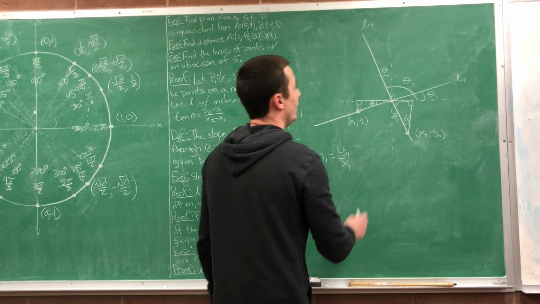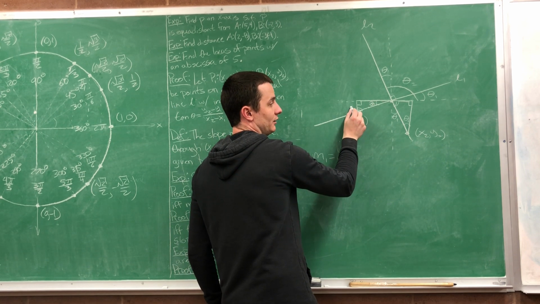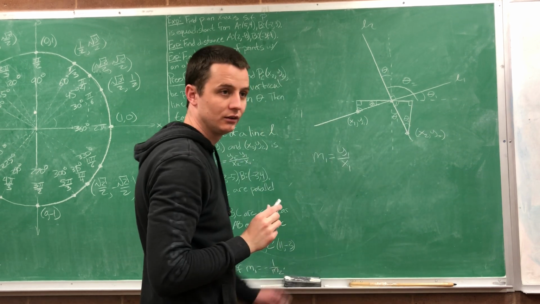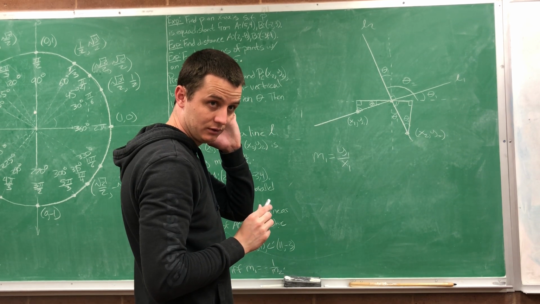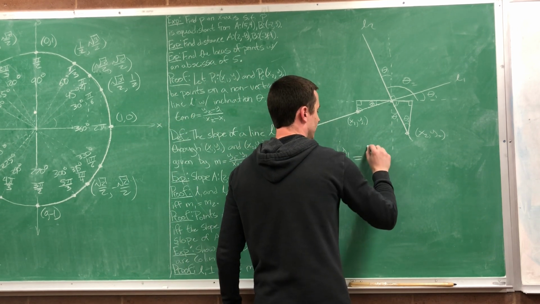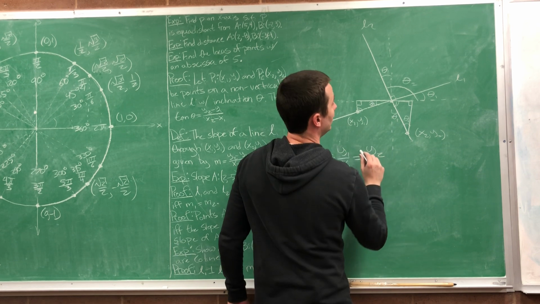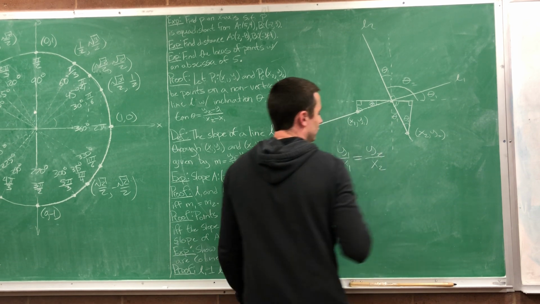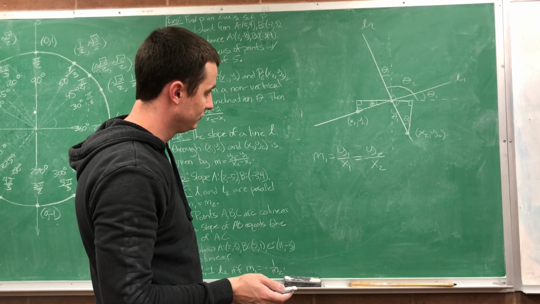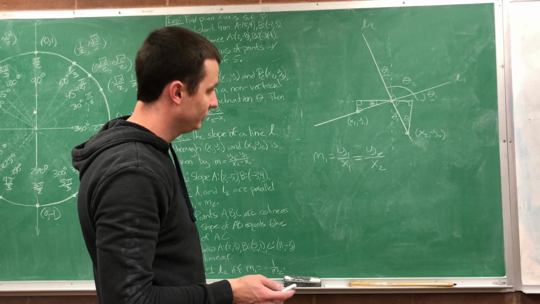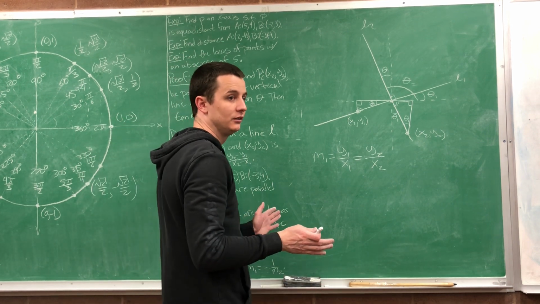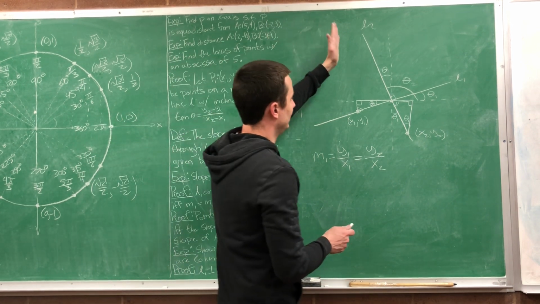So that means that this side length over this side length has to be equal to this side length over this side length. So this is equal to y2 over x2. Is that right? I think so. y1 over x1 is equal to y2 over x2. We're good so far, right? Now, okay, yeah, I see it.